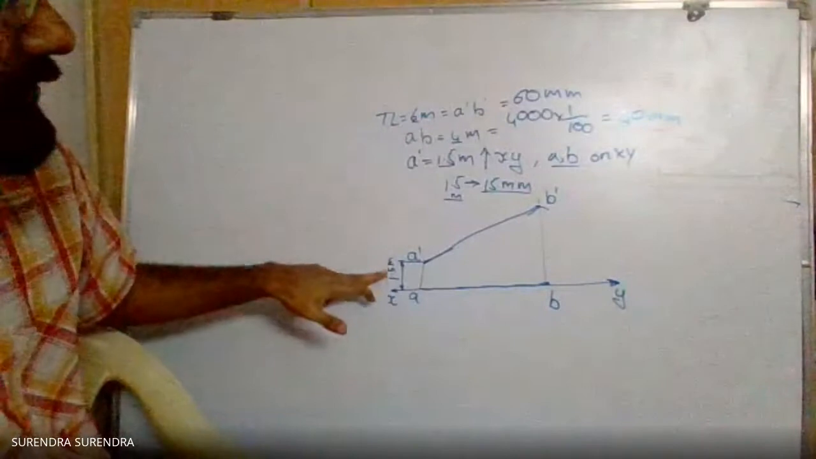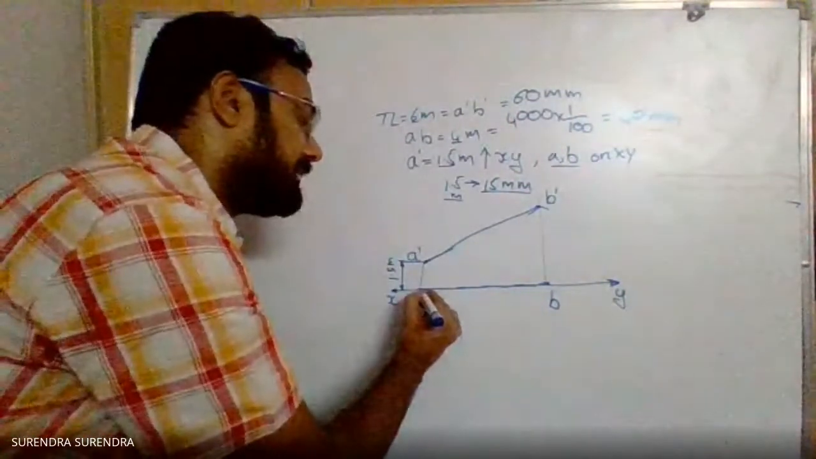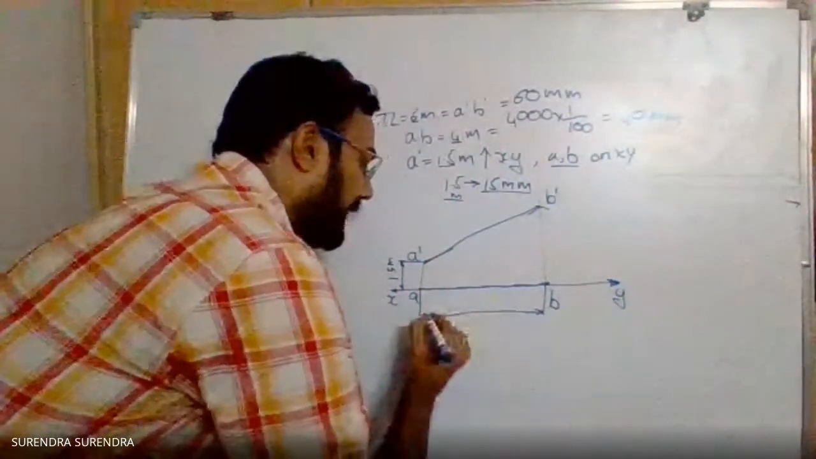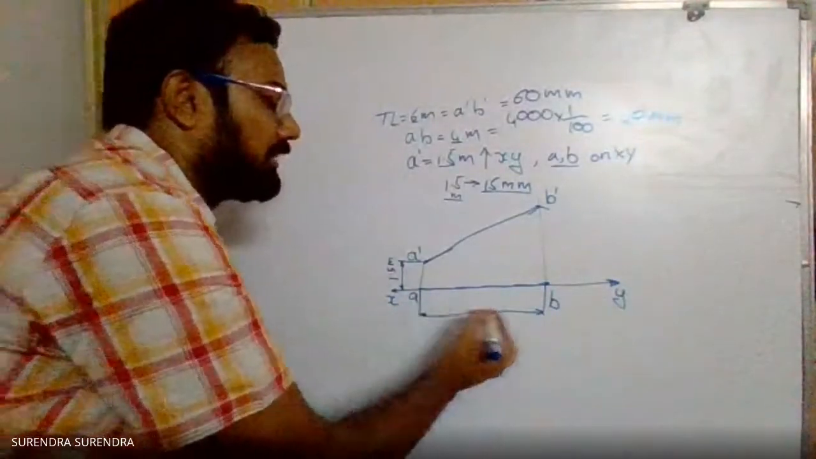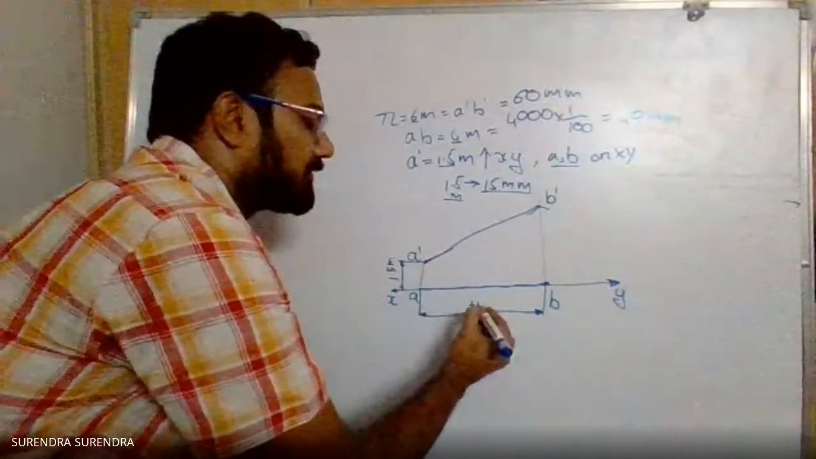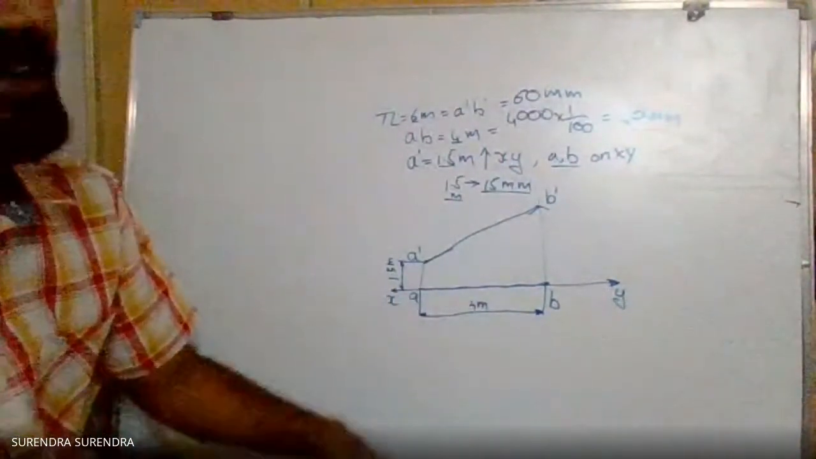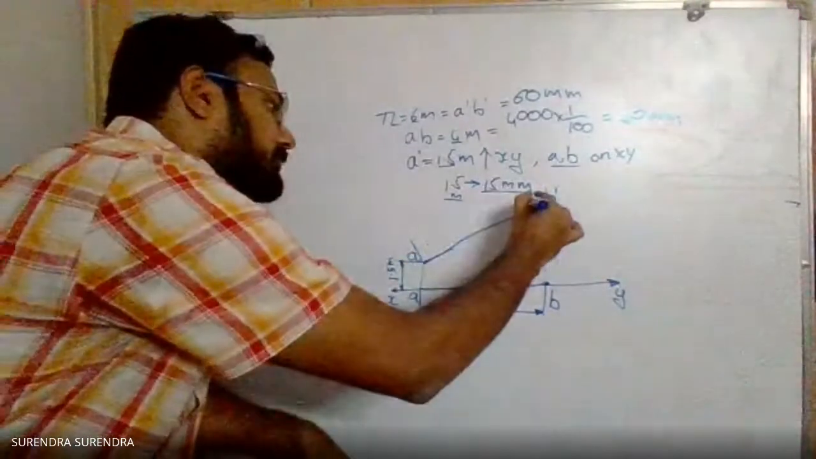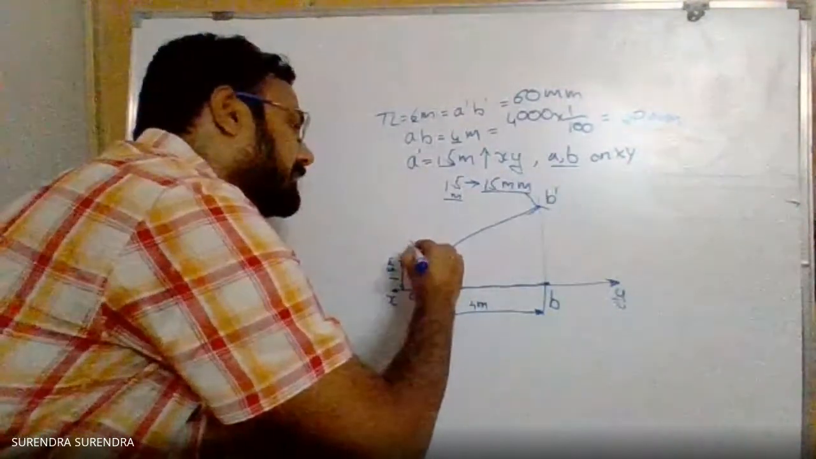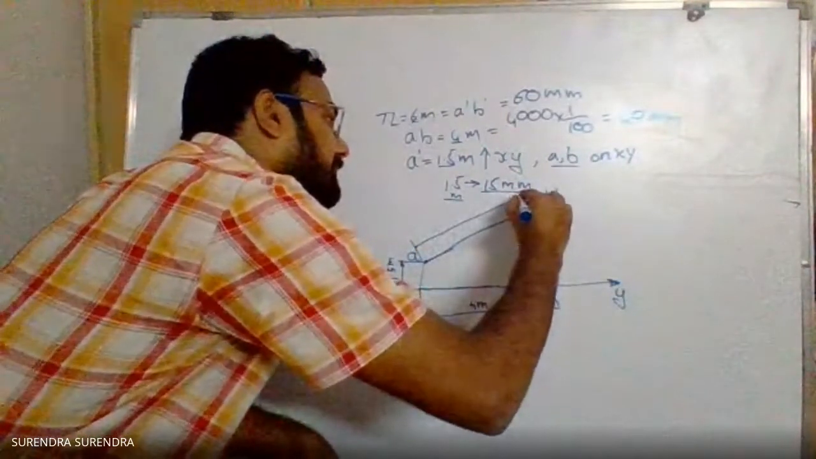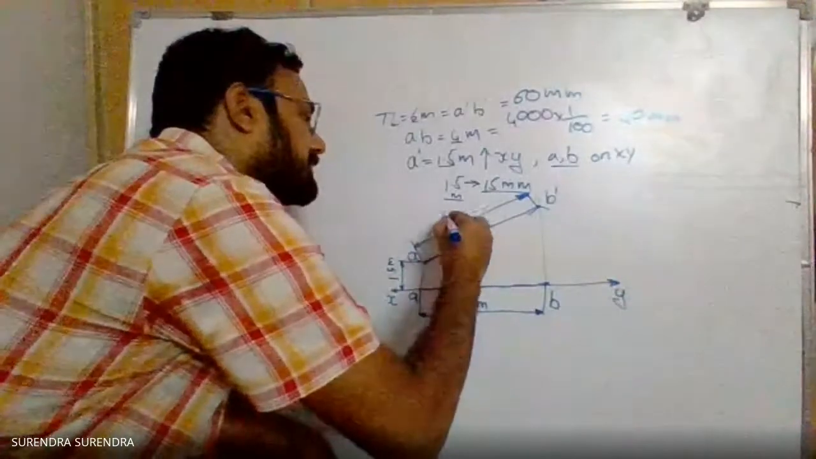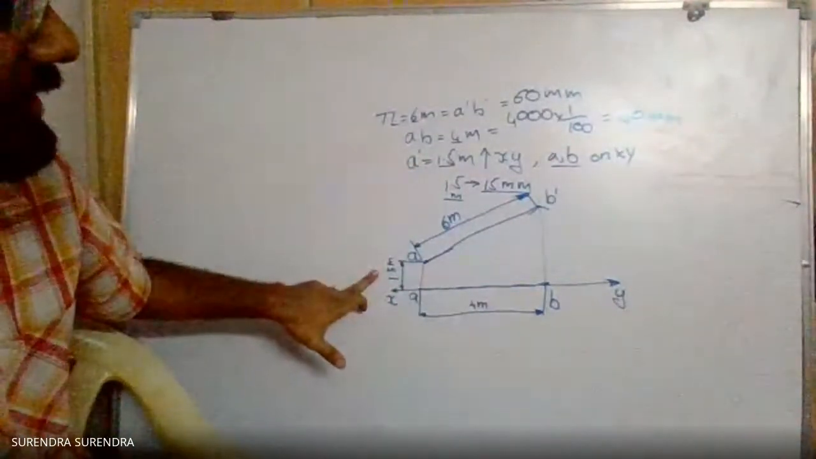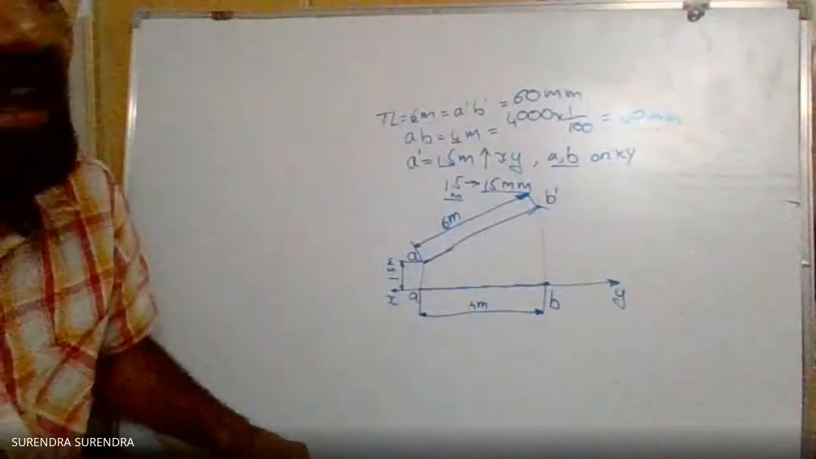Point A dash is at a distance of 1.5 meters. Similarly, the distance between A and B, the distance between the two pegs measured parallel to the ground, is 4 meters. Write the value 4 meters. Coming to the distance between A dash and B dash, the distance between the two pegs, represent this as 6 meters. So the dimensions to be represented are 1.5 meters, 4 meters, and 6 meters.